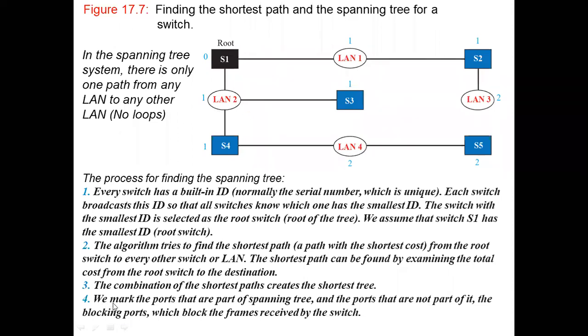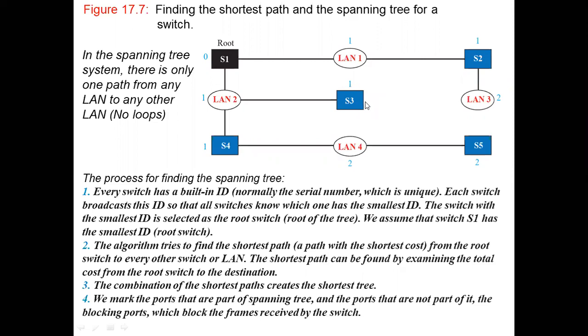Next, the fourth one: we mark the ports that are part of the spanning tree and the ports that are not part of it as blocking ports, which block the frames received by them. Wherever there is a connection, we call it a non-blocking connection, and wherever there is no direct connection, those ports are not connected.